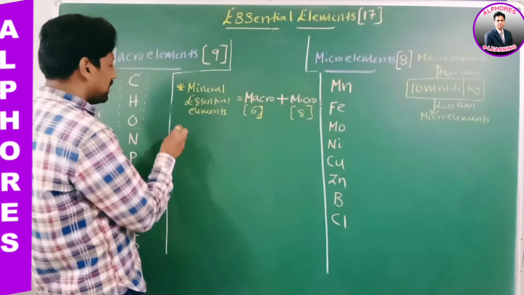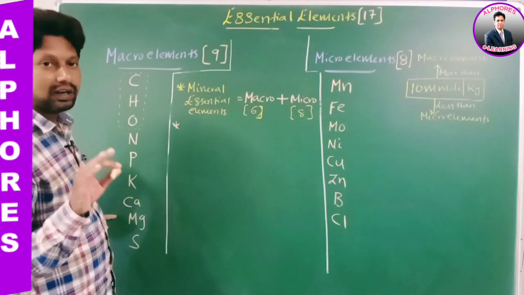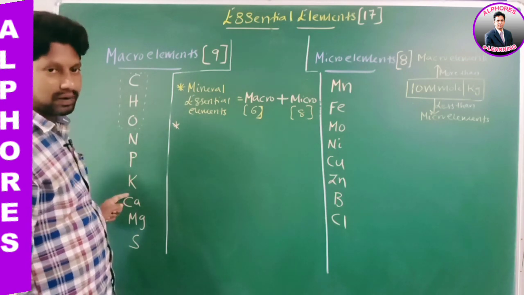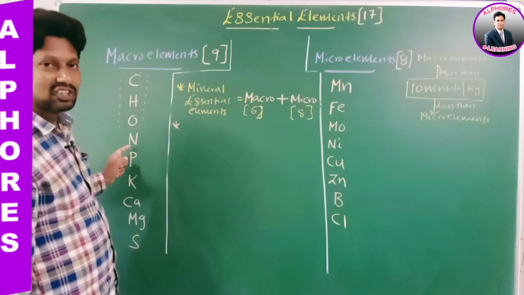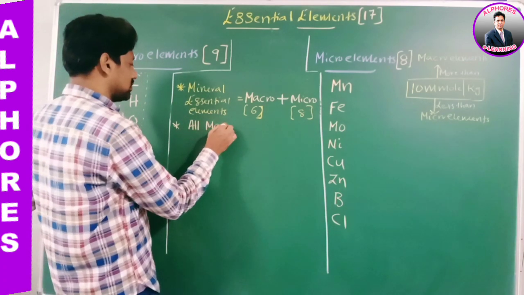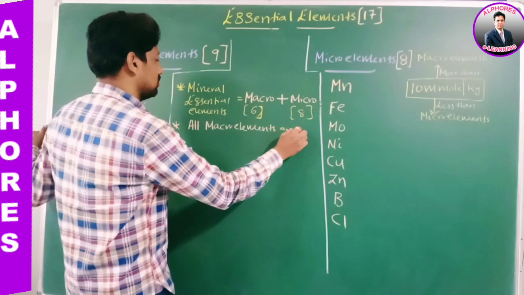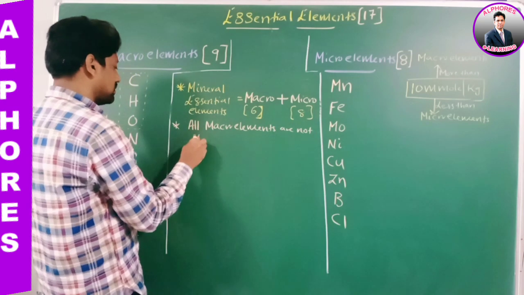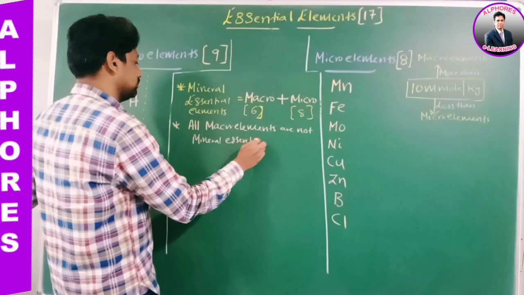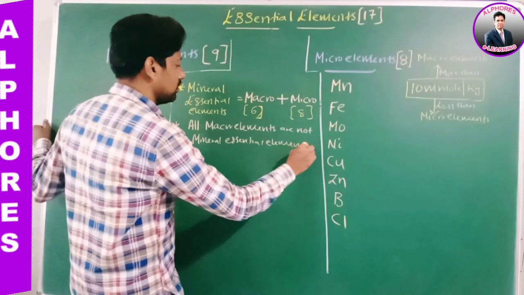Yes or no? I am writing the next statement. Listen carefully. Sir, macro elements are how many? 9. But all 9 are not mineral essential elements. Yes or no? Therefore, all macro elements, are they mineral essential elements? No. Therefore, all macro elements are not mineral essential elements. Is it okay?